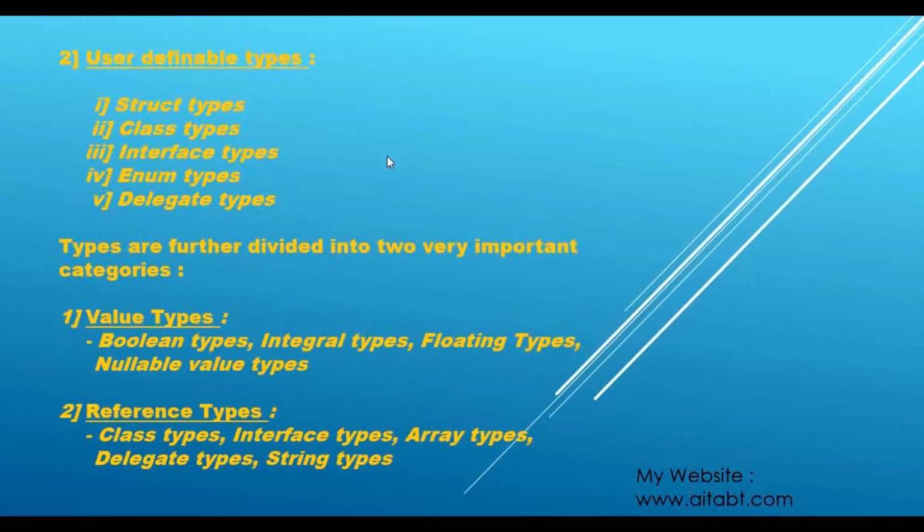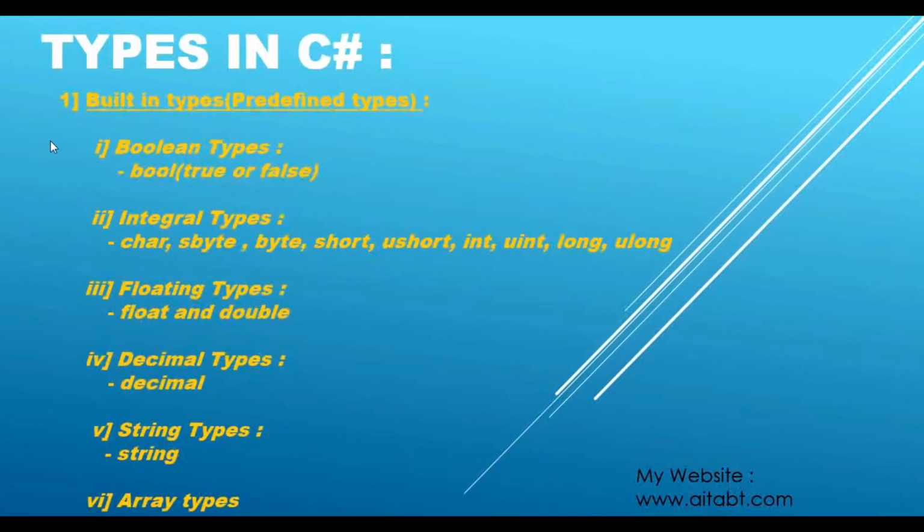Oh, and we will see that also in action, everything, so don't worry about that. First, the user definable types are: struct type, second is class type, third is interface type, fourth is enum type, and fifth is delegate type. Now in today's video, we will only be learning these built-in types in very great detail. In action we will also see them.